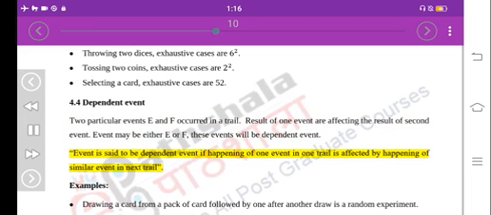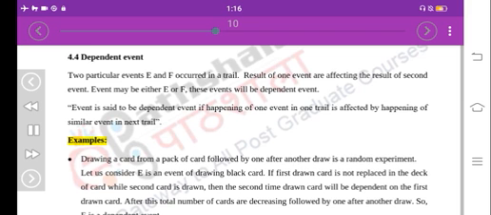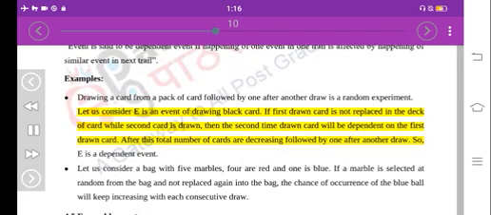An event is said to be a dependent event if the happening of one event in one trial is affected by the happening of a similar event in the next trial. Example: drawing a card from a pack of cards, one after another, is a random experiment. Let us consider E as the event of drawing a black card. If the first drawn card is not replaced in the deck while the second card is drawn, then the second drawn card will be dependent on the first drawn card. After this, the total number of cards keeps decreasing with each draw. So, E is a dependent event.